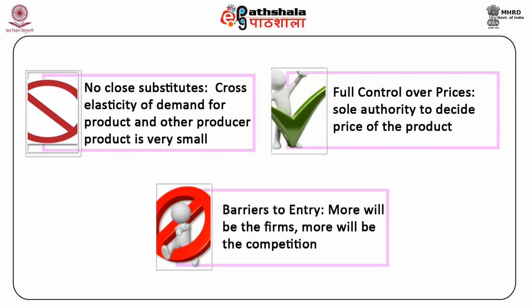Fifth, barriers to entry. For a monopoly to exist, there have to be barriers to entry. If entry is not restricted, then new firms would be attracted towards profit. The more the firms, the more the competition. But monopoly implies complete absence of competition.